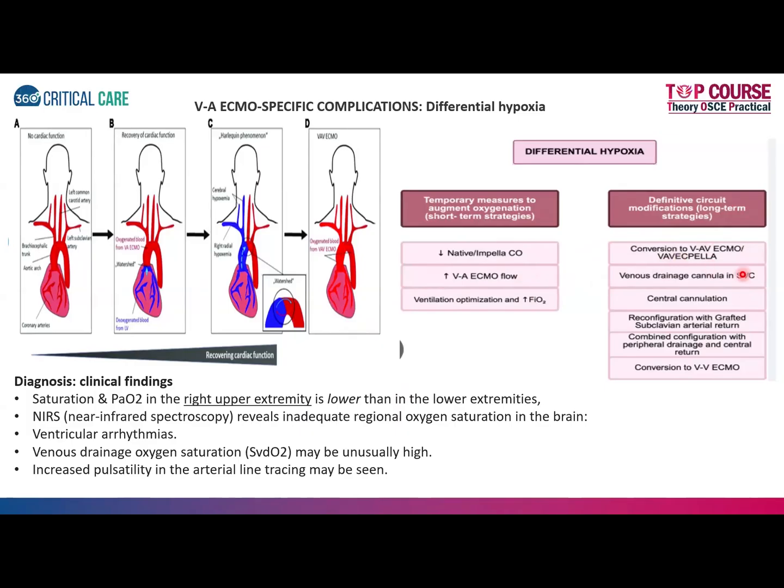Venous drainage cannula in the SVC, central cannulation, getting a reconfiguration with a grafted subclavian artery, and conversion of the patient to a VV ECMO. So basically, the blood should not flow completely here. Once the recovery has happened, you gradually change to a VAV ECMO or a VV ECMO in such cases.